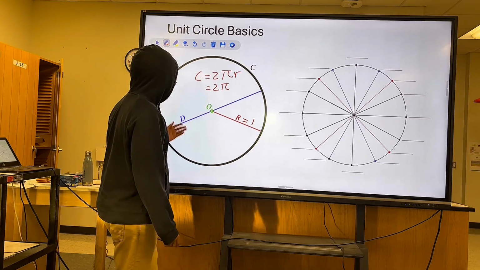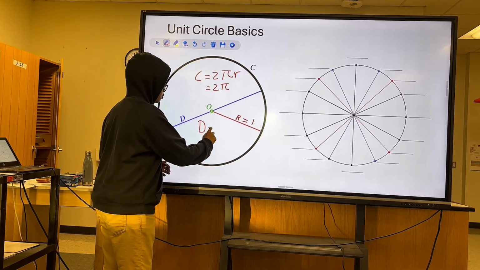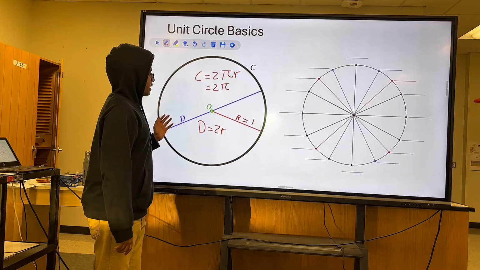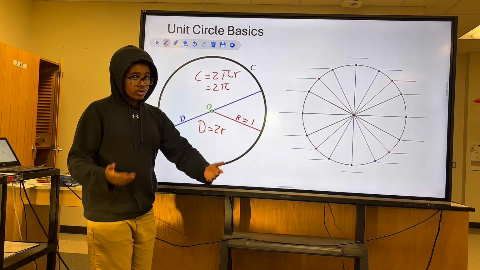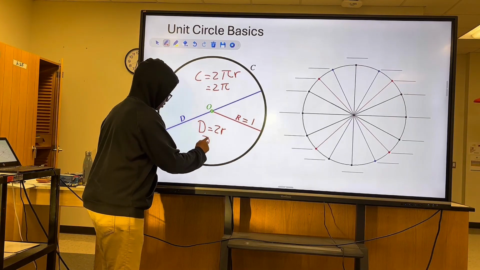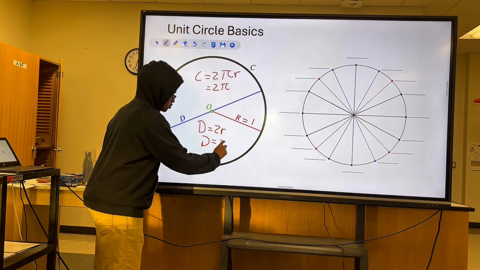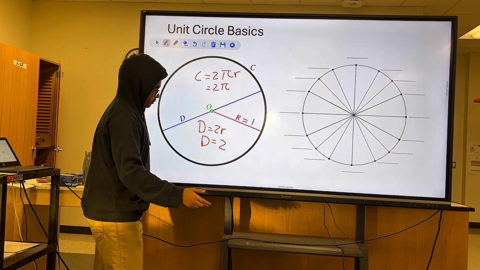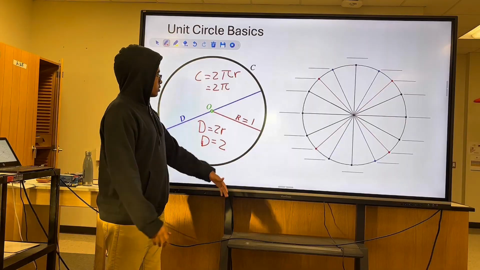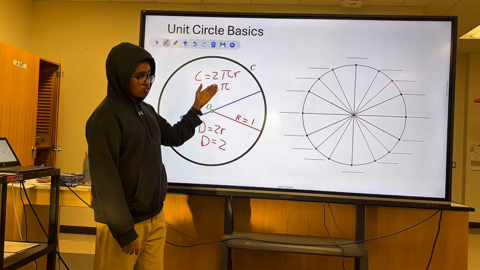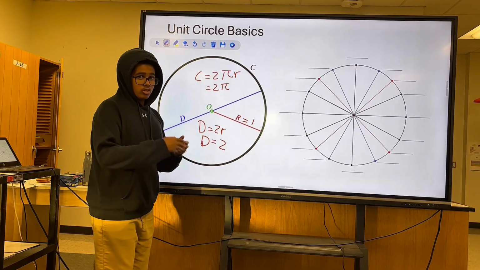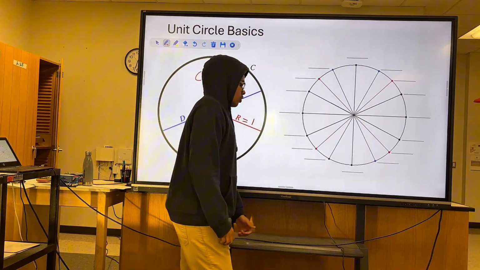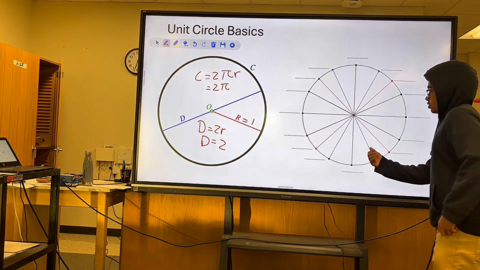Important stuff. And the diameter, like I said, is twice the length of the radius, meaning in the unit circle, the diameter would be 2 times 1, which is 2 of some unit. So in a unit circle, it's important to note that the circumference is 2 pi and the diameter is 2 of some units.